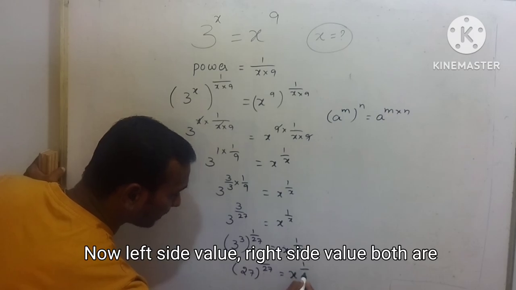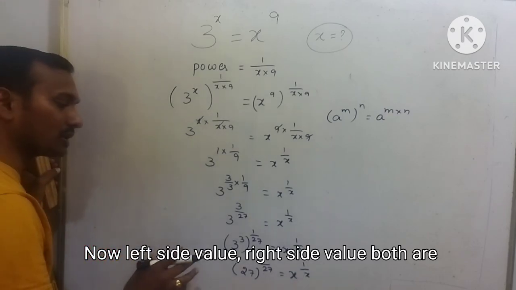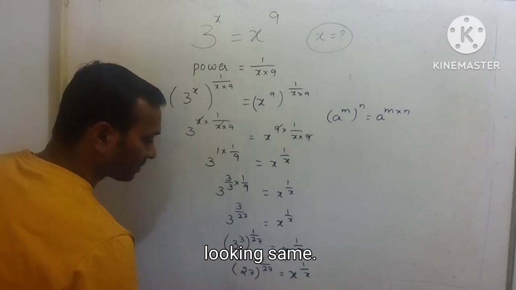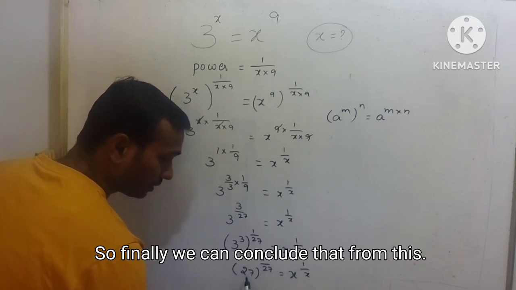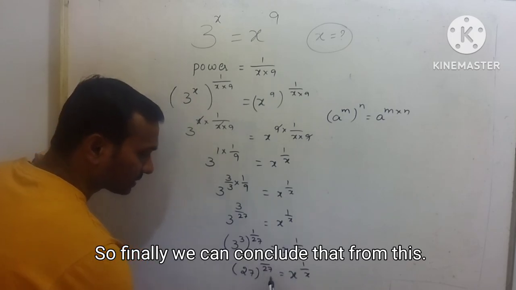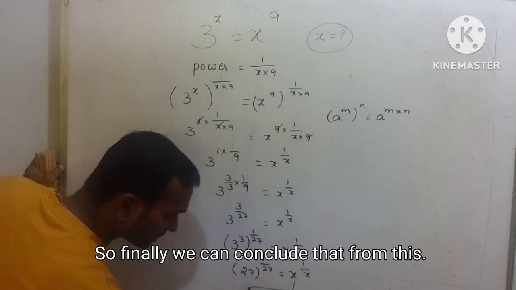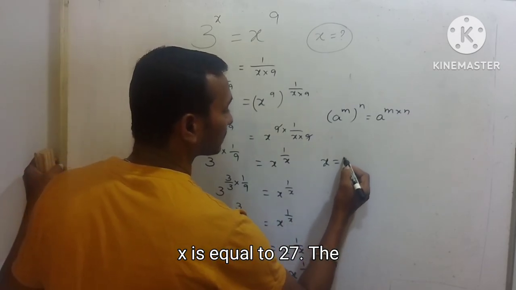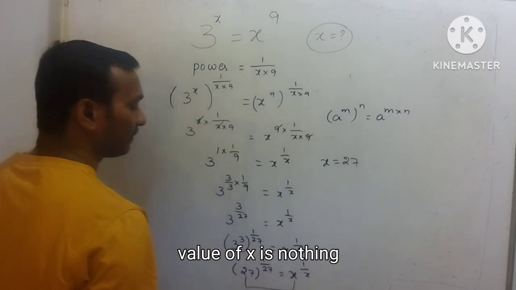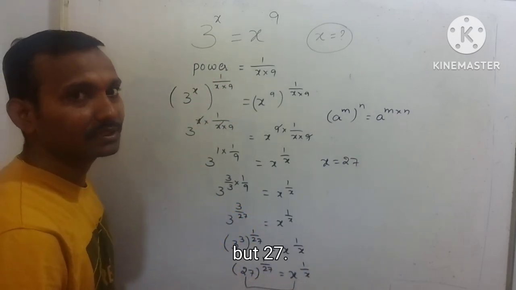Now left side value, right side value, both are looking the same. So now they are in the same form. So finally we can conclude that from this x is equal to 27. The value of x is nothing but 27.